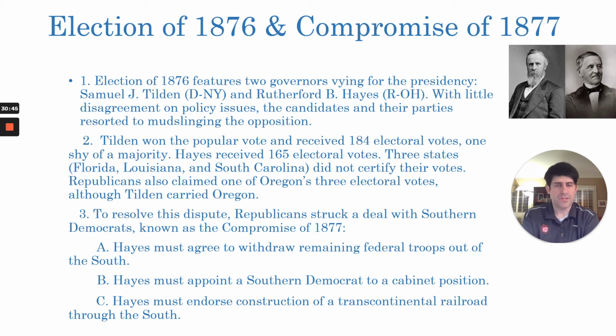So, who becomes president? Well, in order to resolve the dispute, the Republican Party struck a deal with the Southern Democrats in February of 1877. This is known as the Compromise of 1877, and it basically consists of three major requests or demands, if you want to put it that way, that the Southern Democrats were asking of the Republicans. First, the Southern Democrats wanted Hayes to agree to withdraw the remaining federal troops out of the South.